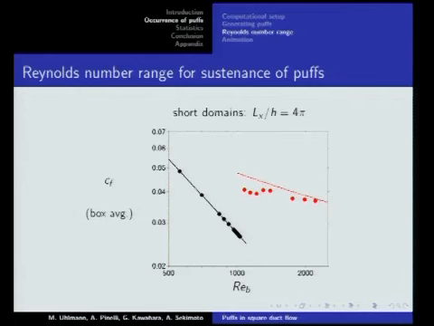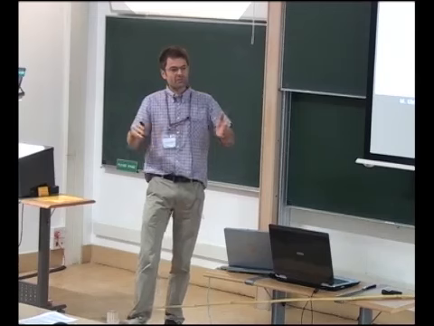First of all, here I have put up the already known diagram of the friction factor as a function of the Reynolds number for short domains, where we have found a critical Reynolds number for sustaining turbulence of about 1080. So that was found previously. So here are the different puff solutions in blue in much longer domains. There's a whole cloud of points.